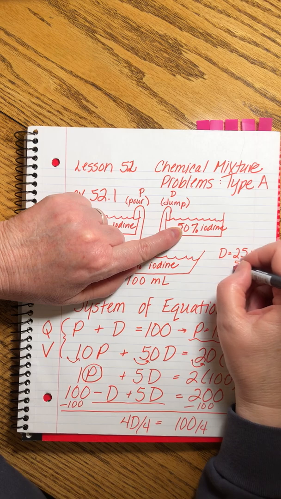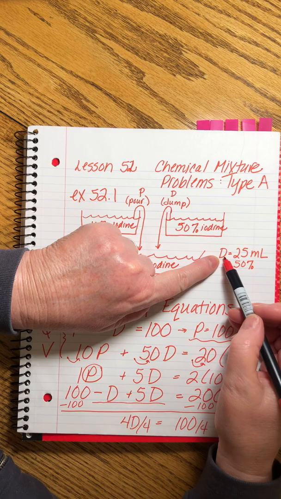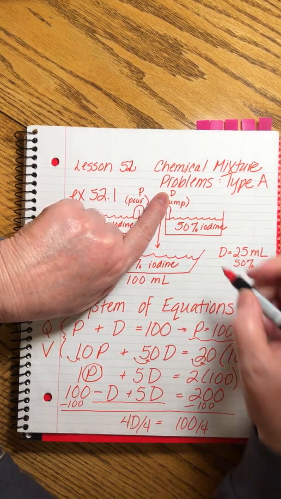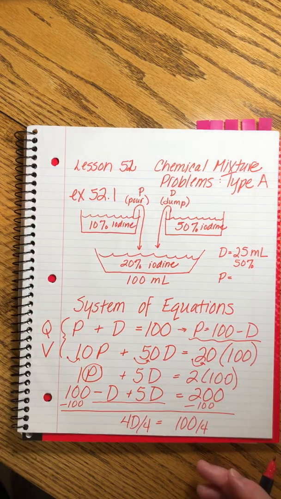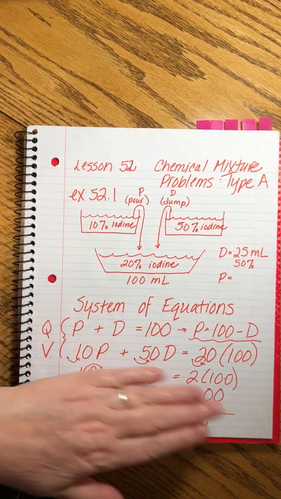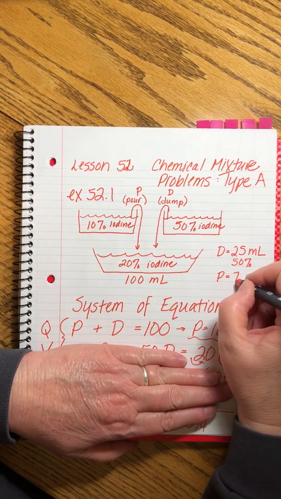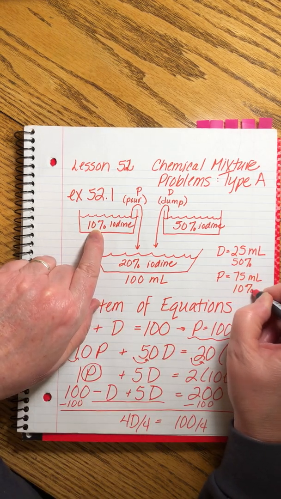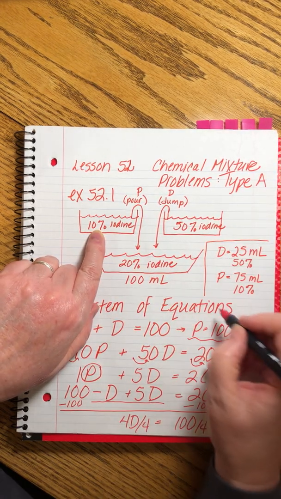If you want, you can write this here. You can put the strength next to it, but it's clear that this is the D, and D relates to the 50%. Okay, so if that's the amount we dumped in, then we have to find the poured in. Just like any other systems of equations, we have to go back and make sure we get both answers. And we can see, here's an equation that will help us. They have to add up to 100, so we can just quickly go, 75 milliliters of the 10%, because that is the poured, and that's the P. So there's our answer. And guess what? It's right. Yay.